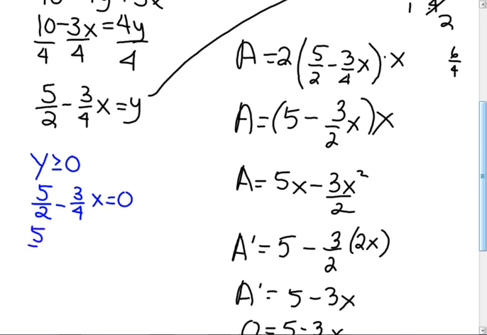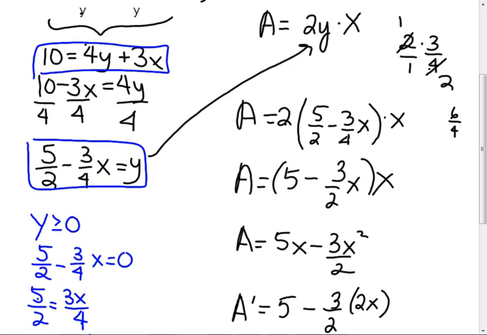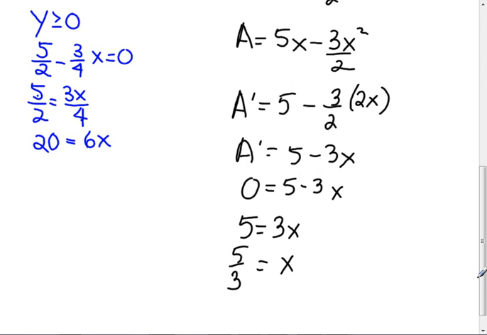So 5 halves equals 3x over 4. That's a proportion. The easiest way to solve that is to cross multiply. So I get 20 equals 6x. That came from my y equation. Remember we had this? And we solved for y. So there was y. And so that has to be also a positive number. Sorry it has fractions. And it's really hard to write these problems so you don't get ugly numbers. And then what do? We divide by 6. So x equals, can we reduce that? 10/3.